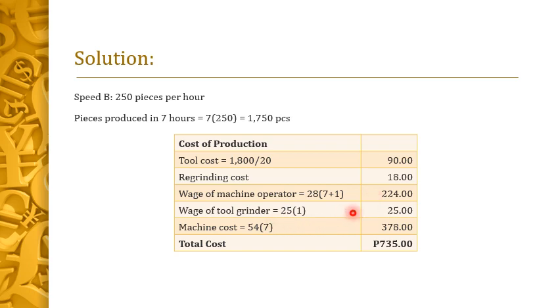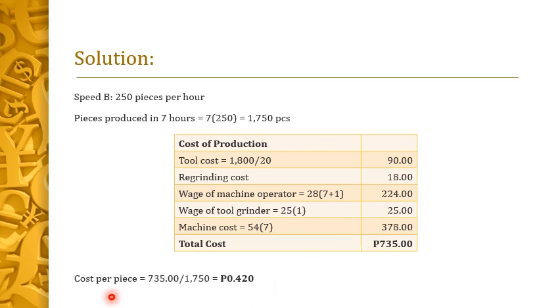Wage of tool grinder is still 25 pesos. Another change is the machine cost, which is equal to 54 pesos per hour times 7 hours, which is the operating hours of the machine. This is equal to 378 pesos. We get the sum of the 5 to get the total cost of production for speed B, equal to 735 pesos.